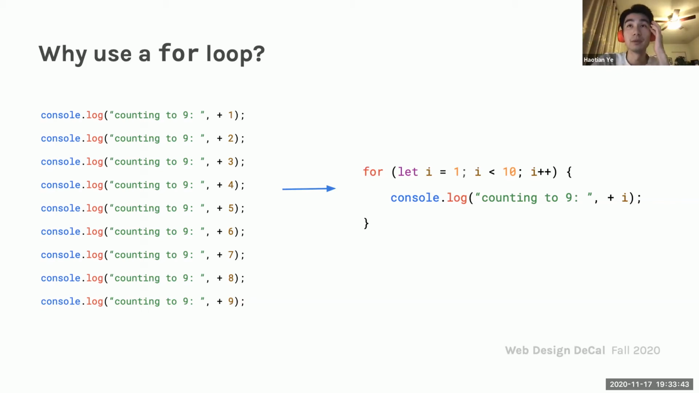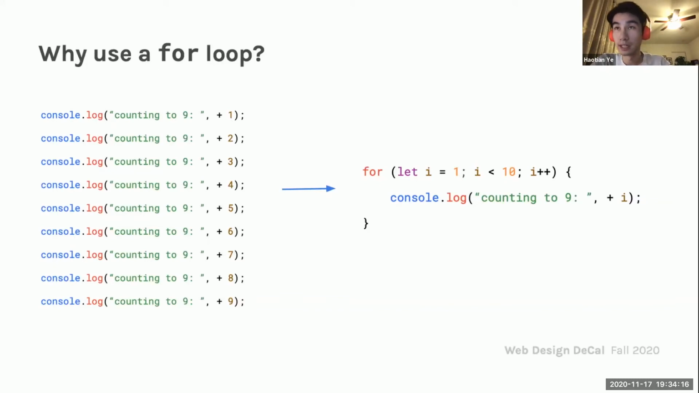So basically we do a for loop, and if we run through it, we start i at 1, and then we run console.log counting to 9. So we print "counting to 9" and then plus i, which is 1 now. So "counting to 9, 1", which is this first line here. We print out "counting to 9, 1", and then we restart the loop. When we restart the loop, we add 1 to i, so it becomes 2. And i being 2 is still less than 10, so we can still run this loop.